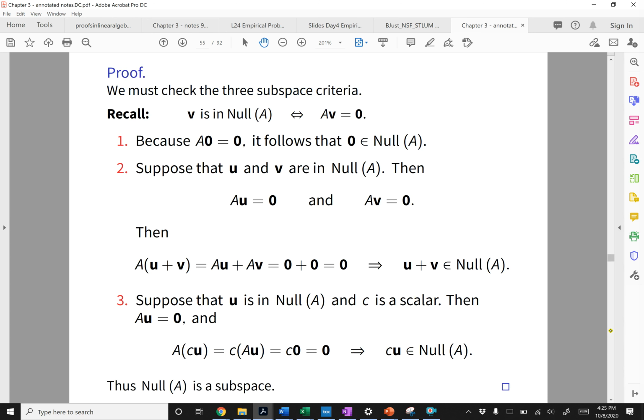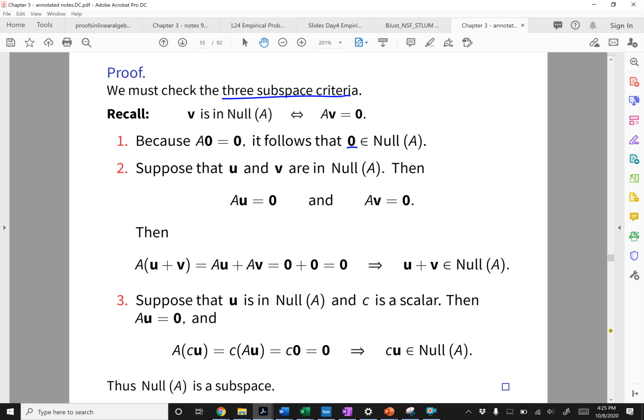So here's the proof. Let's check and see if they fit the 3 subspace criteria. V is in the null of A. This is just from the definition. The vector is in the null of A if A times V is 0. So is the 0 there? Yeah, because if V equals 0, then A times 0 is 0. So 0 is in the null of A.